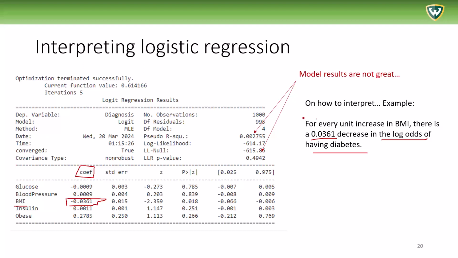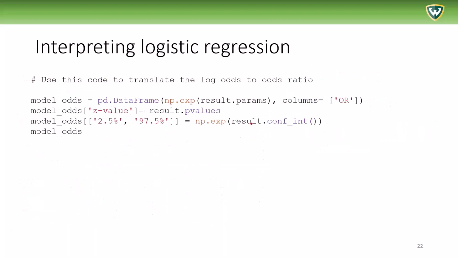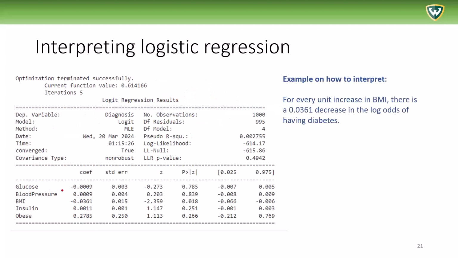So what can we do? Well, we can translate the log odds to odds, because odds, or at least an odds ratio, is more interpretable. And I'm giving you here some code on how to do that. You can use the NumPy exponential function. And if you want to just do number by number, you can just apply this function here to the specific value that you want, like the coefficient.